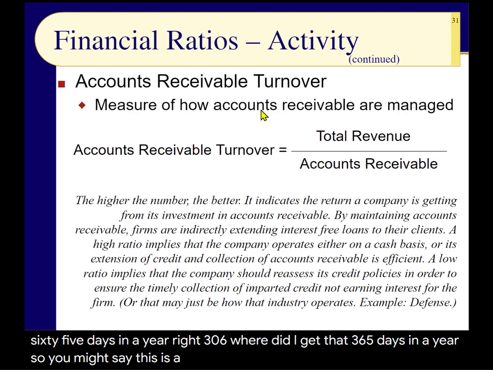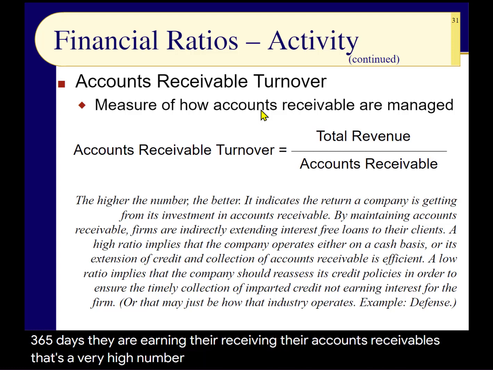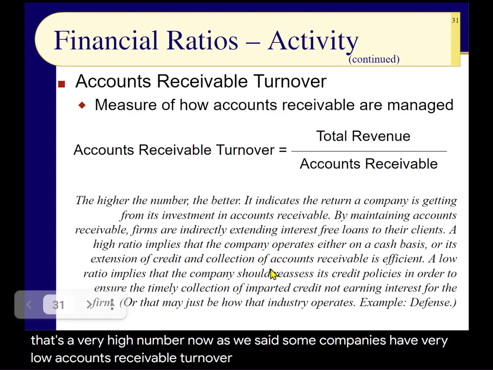So 273, which means every day and a half, right? 365 days, they're receiving their accounts receivable. So that's a very high number. Now, as we said, some companies have very low accounts receivable turnover. And what does that mean?